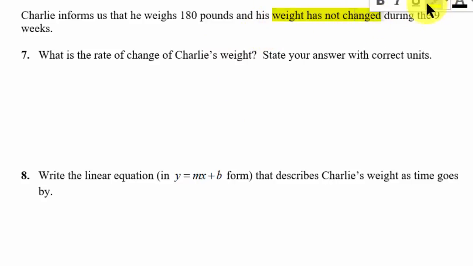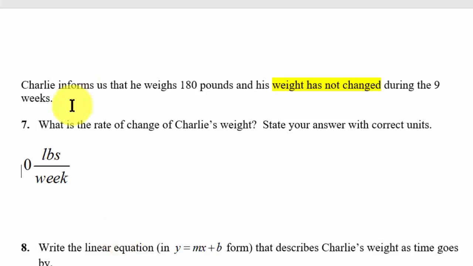All right, so when I'm thinking about the average rate of change, well, if his weight hasn't changed, the average rate of change would be 0, or the slope would be 0. So it says, what is the rate of change of Charlie's weight? I'm going to say 0 pounds per week. Right? So his average rate of change, or the slope, would be 0 pounds per week.